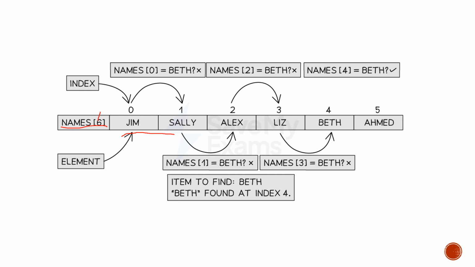So what we are going to do is compare names 0. The target is Bath, but names 0 contains Gem. So Gem is not equal to Bath. No. Then names 2, which is Alex. Alex is equal to Bath? No. Names 4, Bath. Bath is equal to Bath? Yes. If it's equal to Bath, then I say item found. Or if it's not found, then I can say item not found.